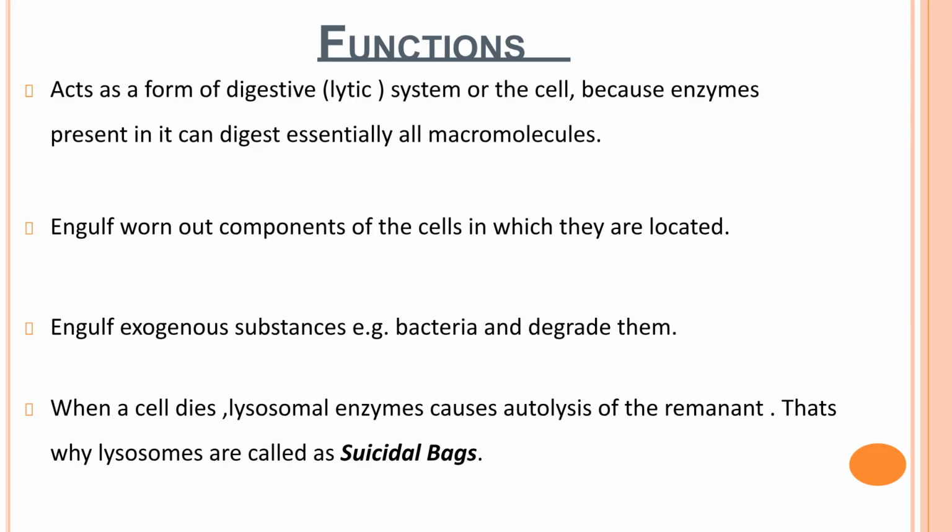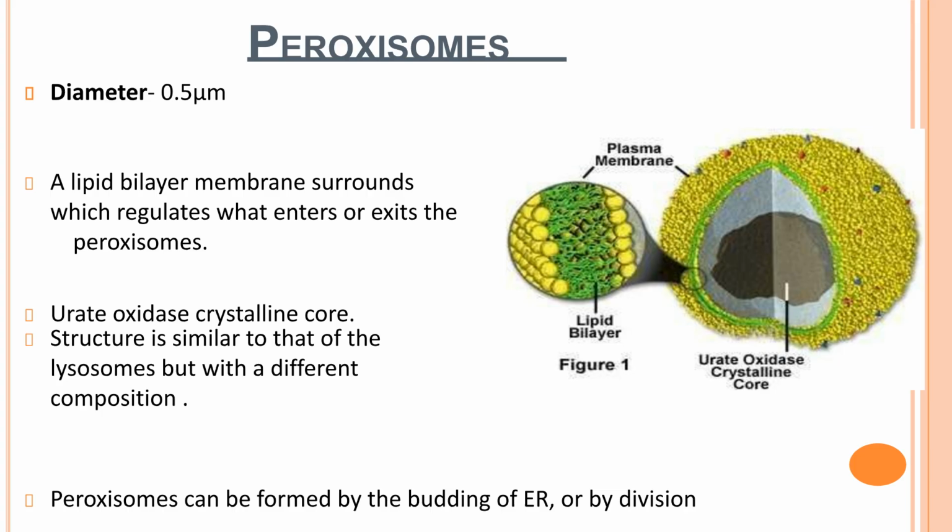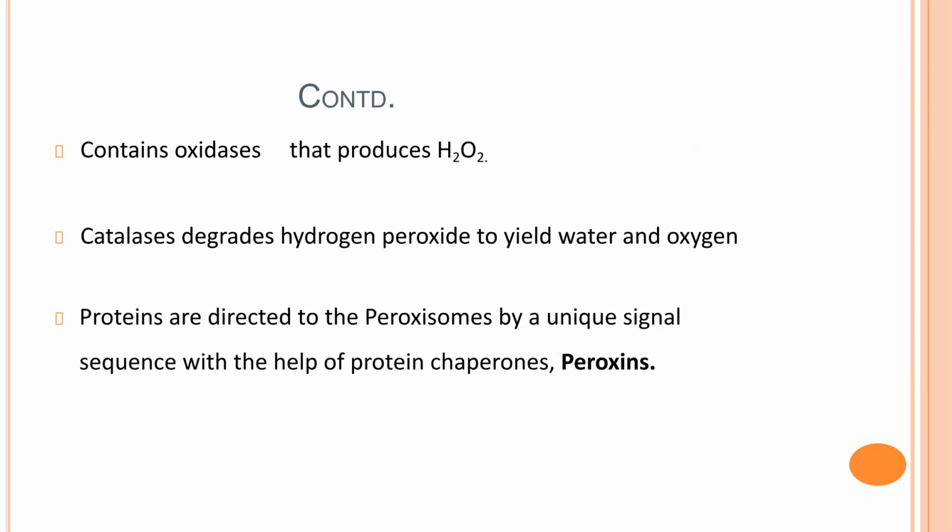Peroxisomes are about 0.5 micrometers in diameter, surrounded by a lipid bilayer membrane. They have a structure similar to lysosomes but with a different chemical composition, sometimes containing a urate oxidase crystalline core. Peroxisomes contain oxidases that produce hydrogen peroxide. Catalases degrade this peroxide to yield water and oxygen. Proteins are directed to peroxisomes by a unique signal sequence with the help of protein chaperones called peroxins. Functions of peroxisomes include H2O2 metabolism and detoxification, photorespiration in plants, and biosynthesis of lipids such as cholesterol, dolichol, bile acids, and plasmalogens.